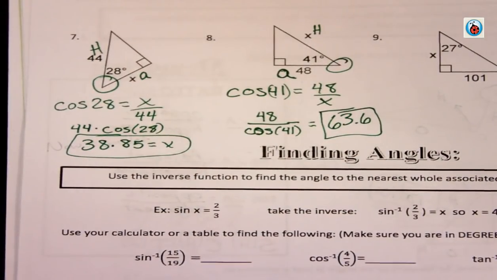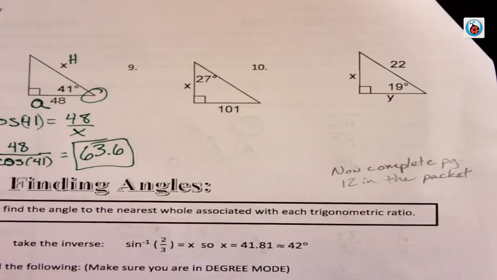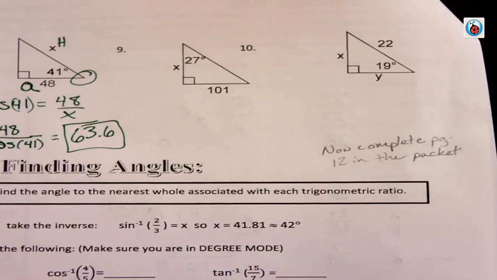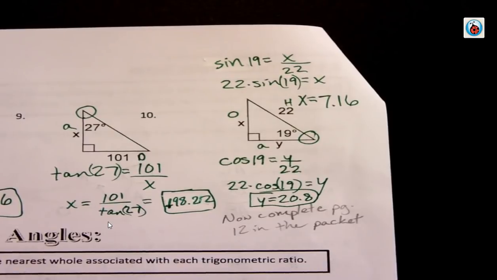Alright, now I want you to pause this video and I want you to try 9 and 10 on your own. You have to solve 2 different types of problems for 9 and 10. Do 2 different types of sides. So solve for 9 and 10, pause, and then I'll show you the answers. Alright, here are the answers for those 2 problems. So check your work, you can pause it, and figure out what you did wrong.